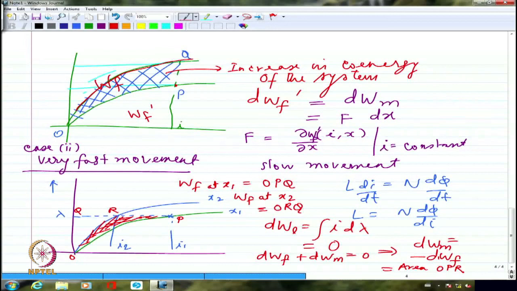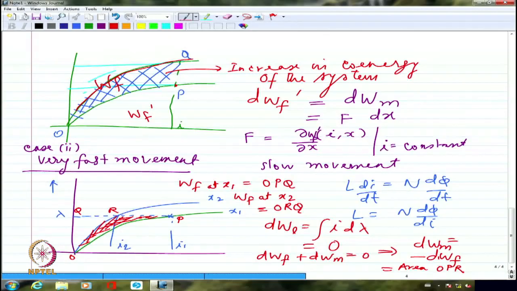So I can say, in a nutshell, if the movement is taking place very slowly, the increase in the co-energy represents the work done. And if the movement is taking place fast, then the reduction in the field energy represents the work done. Right? Mechanical energy or work done.